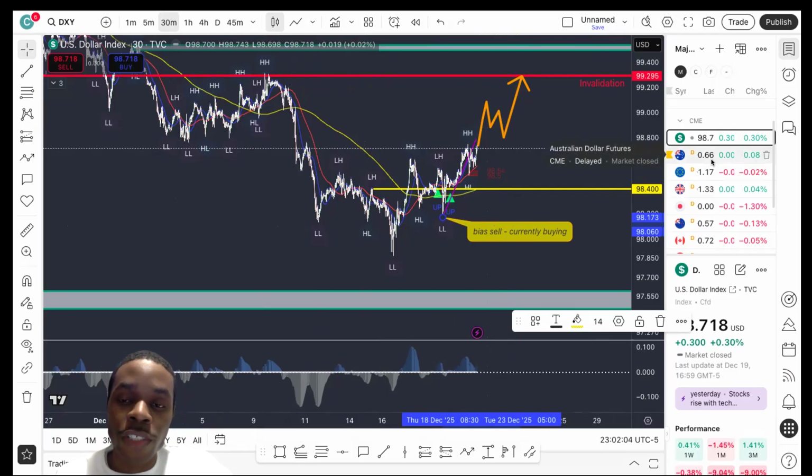AU, EU, GU should be doing the inverse of that, right? I'm sorry, they should be buying and currently selling. But just because that is, we're still going to look at it. I don't want to predict.